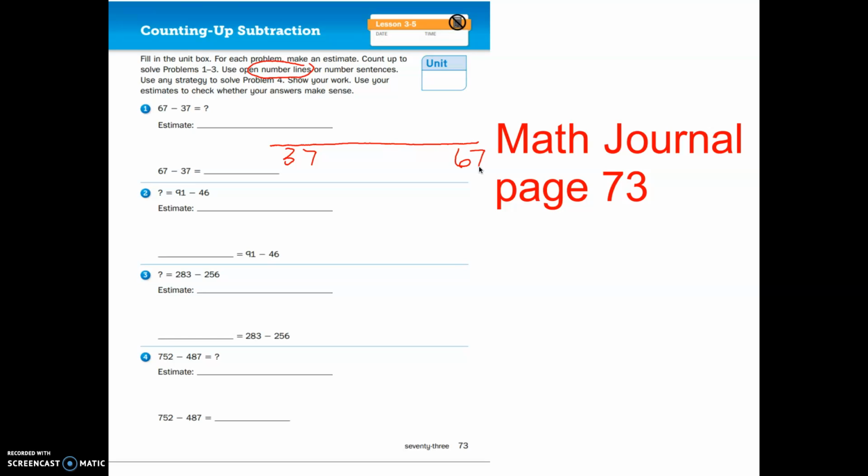So what they want you to do first here, though, is to do an estimate, which we did not practice before. So if I was going to estimate this, I would say 67 is close to 70 minus 37, which is close to 40. Subtract those and get 30. So that's the estimate. Then using the number line, you're going to get the real answer. But I would indeed use the number line for each and every one of these problems. And feel free to go back and watch the video if you forget how to use the number line.